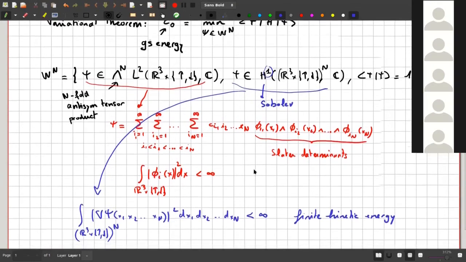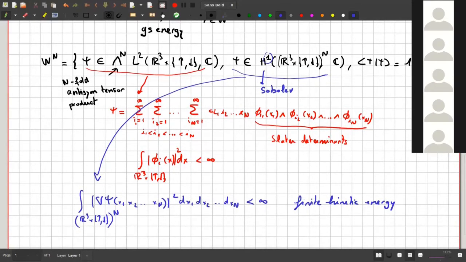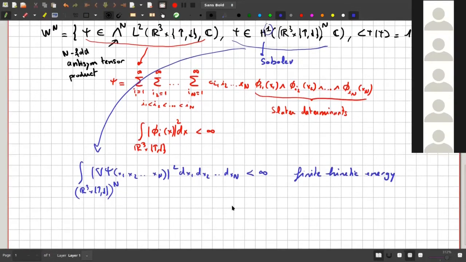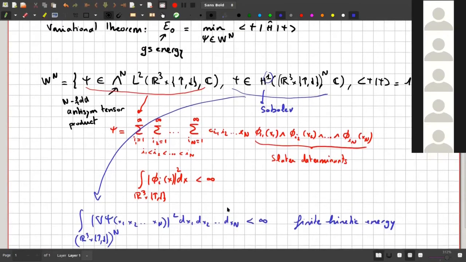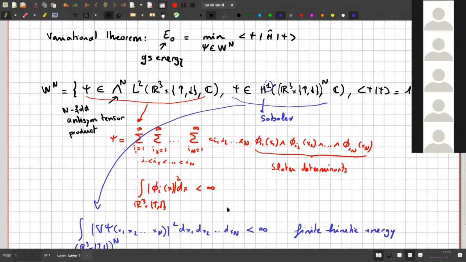And of course, the last condition is the L2 inner product, which means that the wave function must be normalized to 1. Okay. So this is the mathematical set in which we minimize over the wave function to obtain the ground state energy.